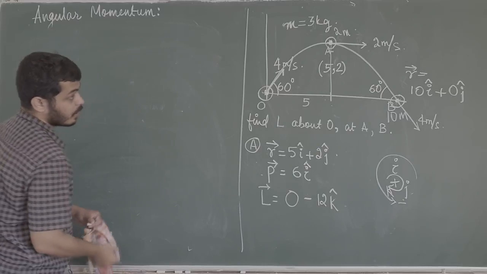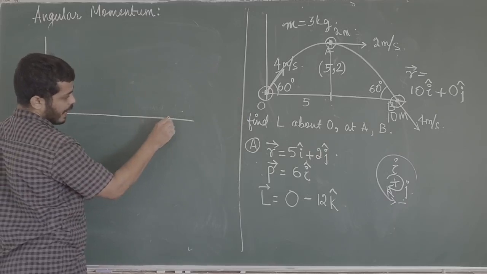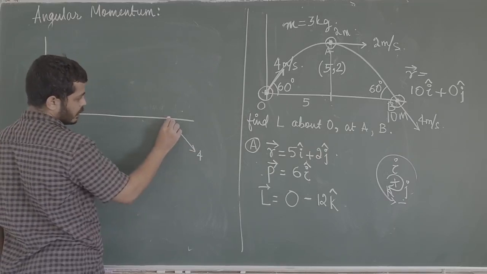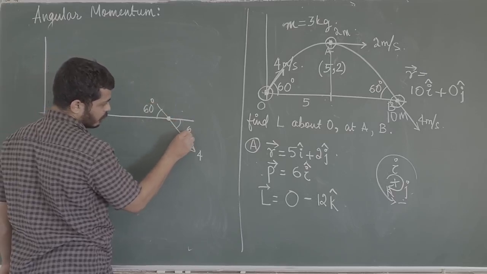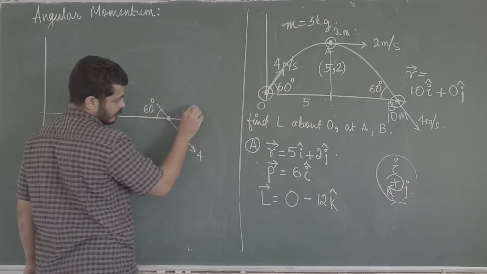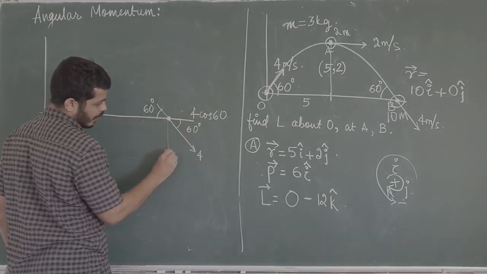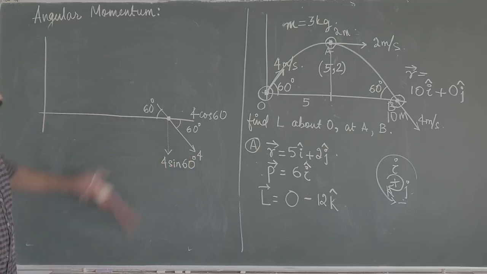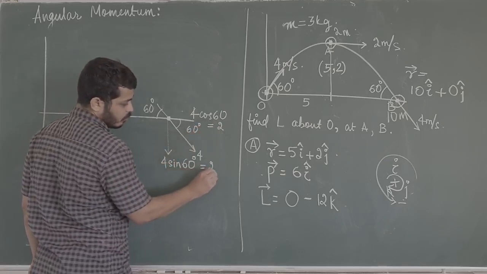Alright, so what is the velocity of that point? At that point, I'll draw the same figure over here. At that point, this is 4 meters per second. That value is 4. What is this angle? This angle is equal to 60 degrees, which means that the other angle is also equal to 60 degrees. So in this direction, you have 4 cos 60, and in the vertical direction, you have 4 sine 60. Okay? Horizontal, cos, vertical, sine. So 4 cos 60 is simply equal to 2, and 4 sine 60 is equal to 2 root 3.